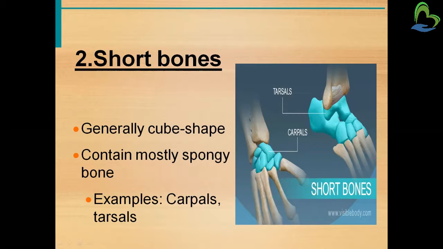Now the second one is short bones, which are basically cube shaped. You can see in the picture the carpals and the tarsals are mostly cube shaped. These are examples of short bones, and mostly they are made up of spongy bone.